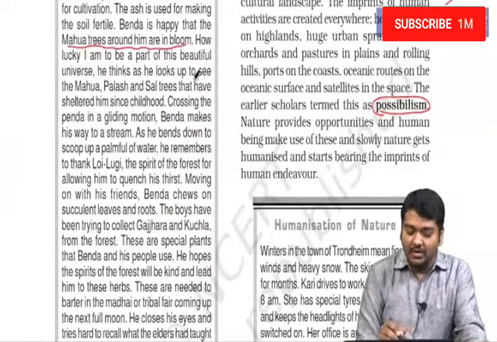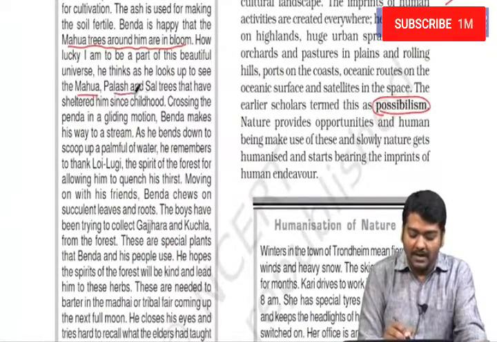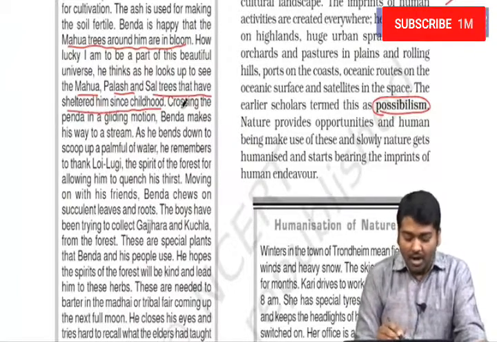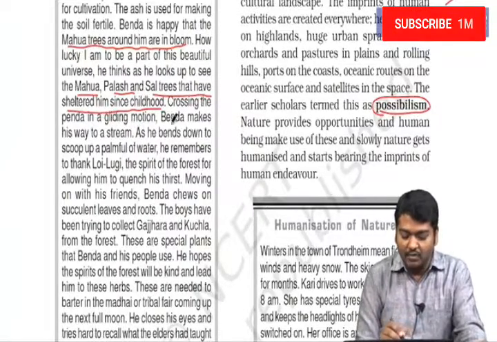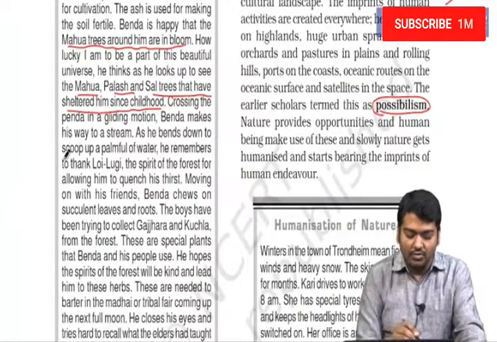He thinks as he looks up to see the mahua, palash and sal trees that have sheltered him since childhood. Crossing the Penda in a gliding motion, Benda makes his way to a stream. As he bends down to scoop up a palm of water, he remembers to thank Loi Lugi, that is the river which usually flows. Moving on with his friends, Benda chews on succulent leaves and roots.